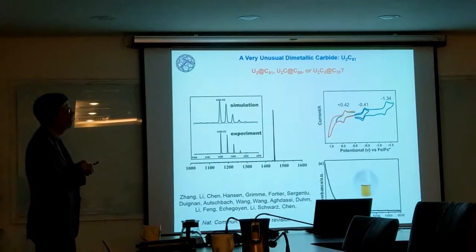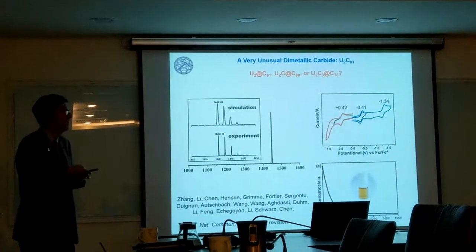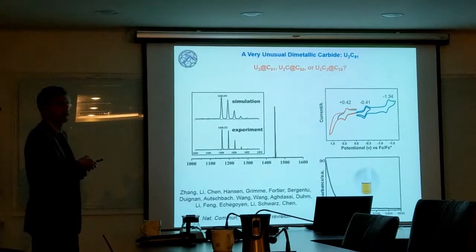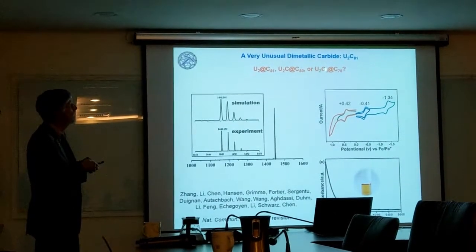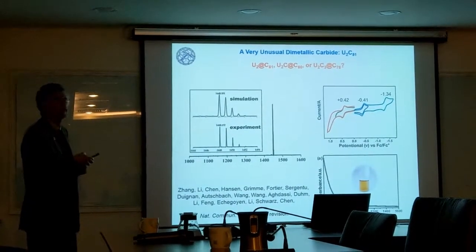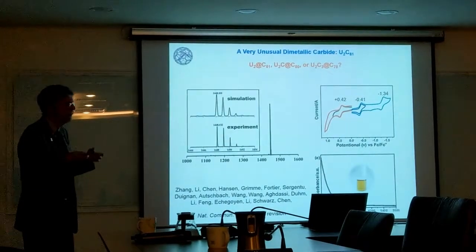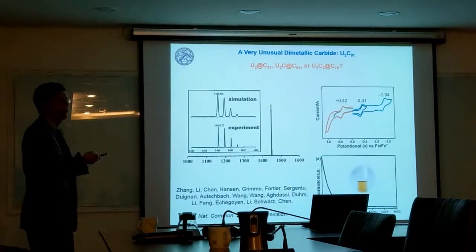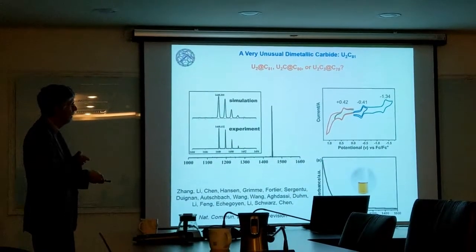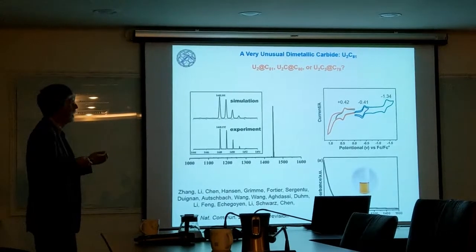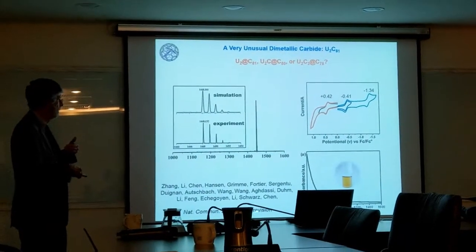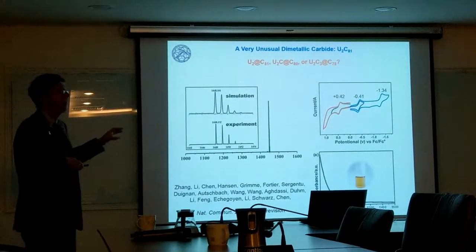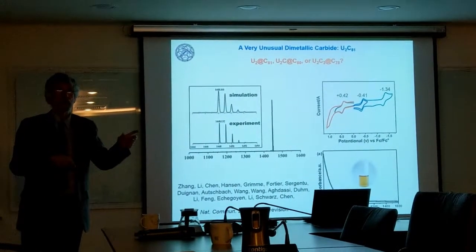So this is U2C81, and the question you always ask yourself is, is it U2 carbide inside a C80 cage, or maybe even a U2C3 inside a C78 cage? What is it? Right? And here's, again, the characterization, separation, even the cyclic voltammetry is here, very uninformative, visible. But the nice thing about this is, it's now being published. So the important thing is that we actually managed to crystallize this.